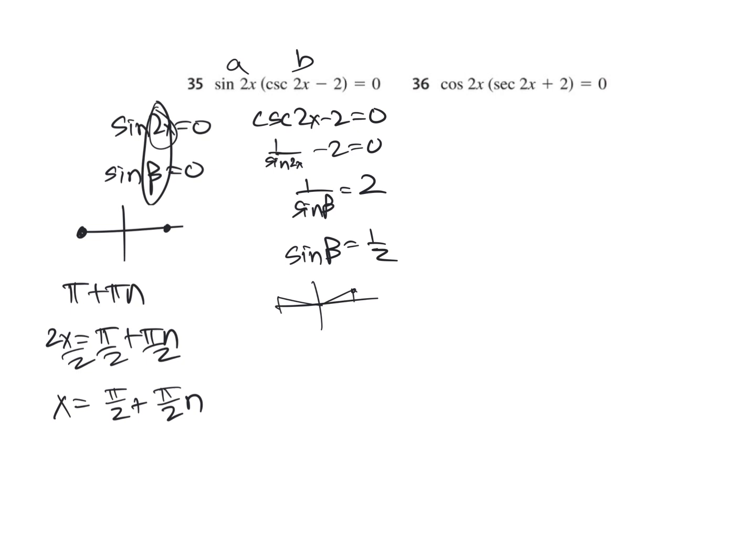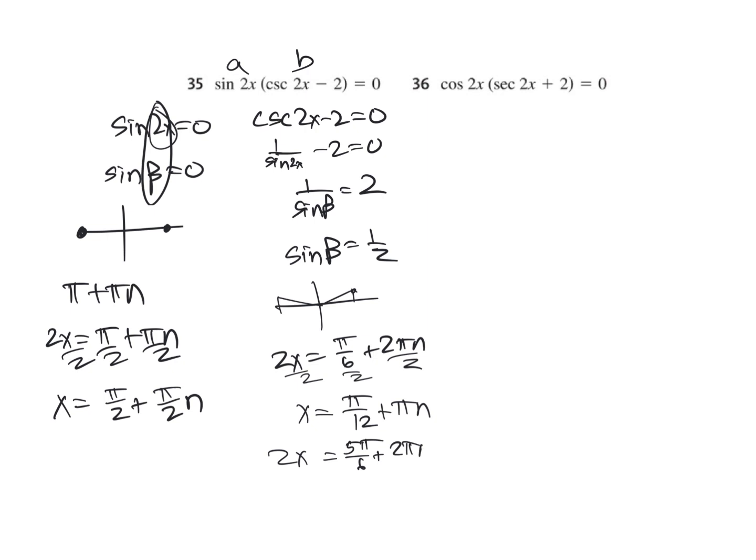So this will be beta equals, so beta is 2x, so 2x equals your pi over 6 plus 2 pi n. And we divide by 2 or multiply everything by 1/2. So x equals pi over 12 plus pi n. And it's also equal to the second part, 2x equals 5 pi over 6 plus 2 pi n. So we divide by 2, and we get 5 pi over 12 plus pi n.